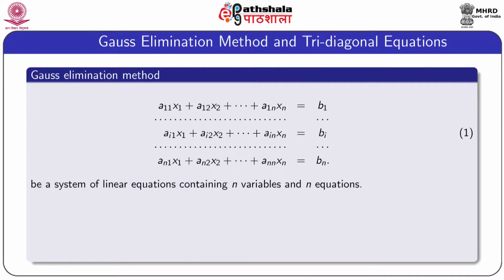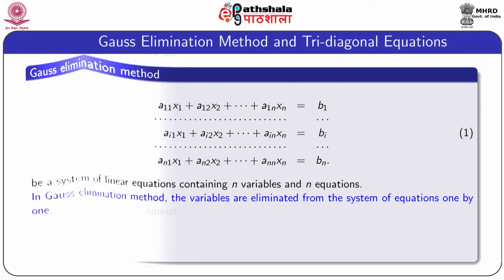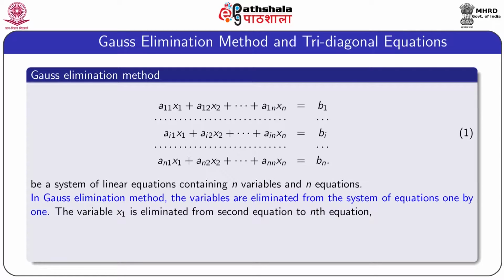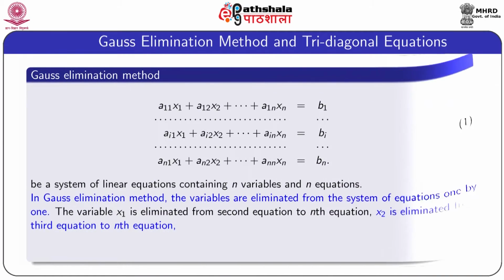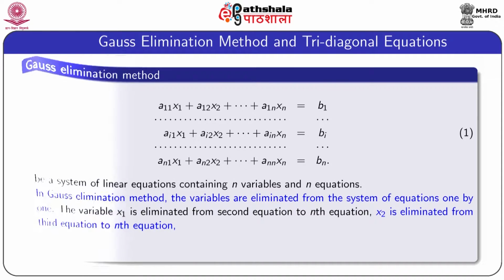Now, we describe the Gauss elimination method to solve a system of linear equations containing n variables and n equations. The system of equations is shown in equation 1. In the Gauss elimination method, the variables are eliminated from the system of equations one by one. That means the first variable x1 is eliminated from the second equation to the nth equation, and then the second variable, x2, is eliminated from the third equation to the nth equation.